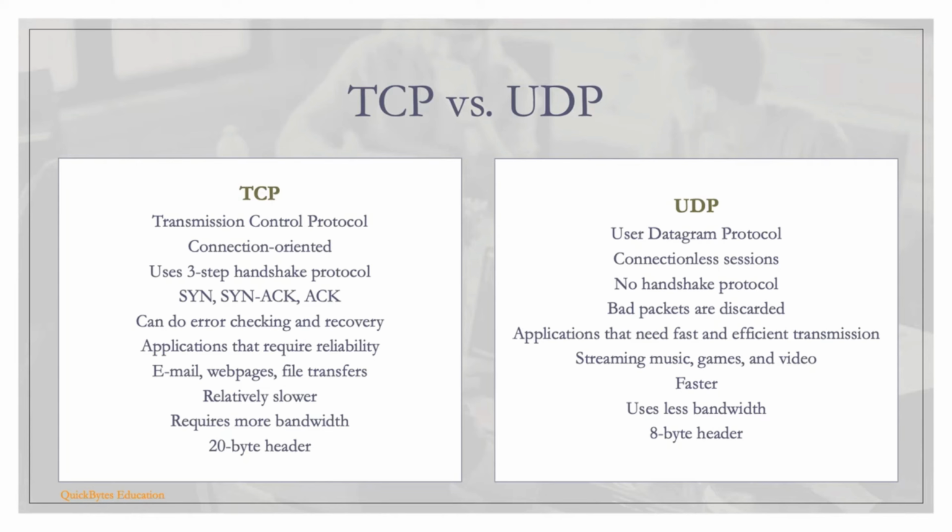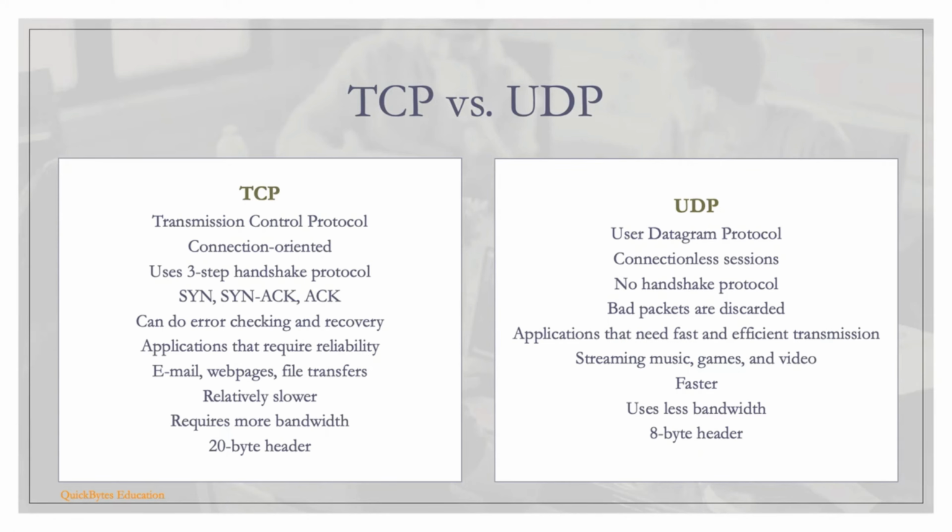TCP provides reliability by using features such as acknowledgements, sequencing, error checking, and retransmission. This helps ensure that data is delivered correctly and in order. TCP is best for applications that require reliable data transport, such as email, web browsing, and file transfers.